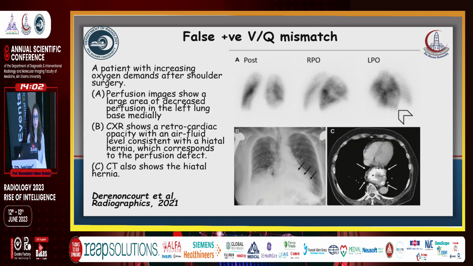Sometimes there are false positive cases of VQ mismatch. As this patient has increasing oxygen demands after shoulder surgery, the perfusion images show a large area of decreased perfusion in the left lung. But the chest X-ray images show that there is a retrocardiac opacity with an air fluid level consistent with a hiatal hernia that was confirmed by CT axial images.